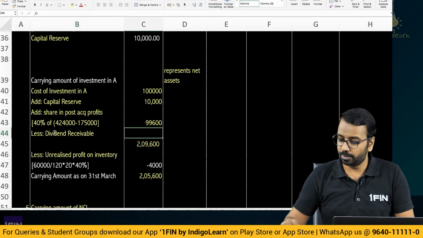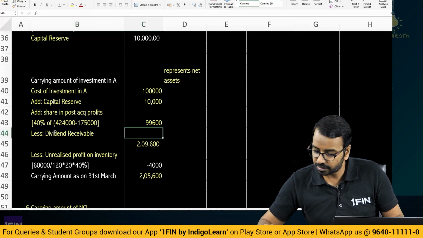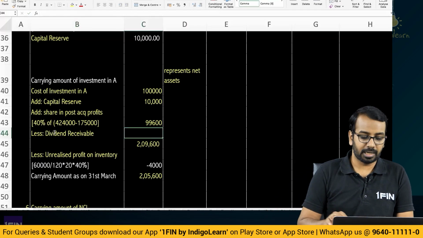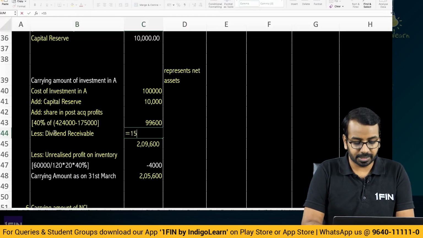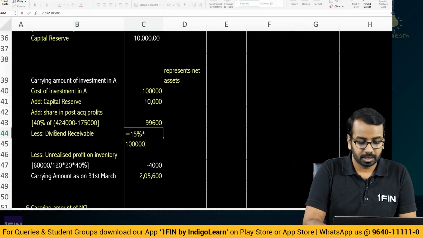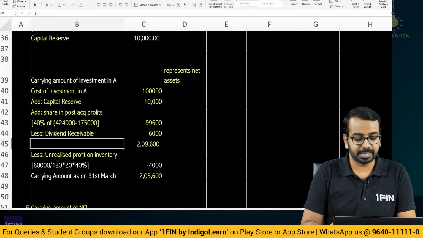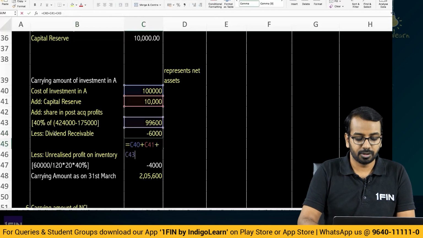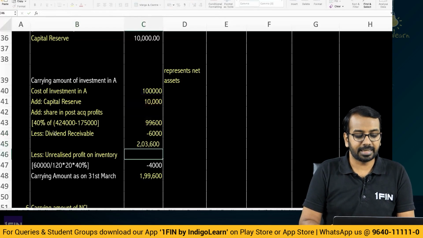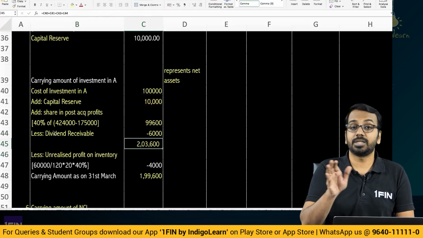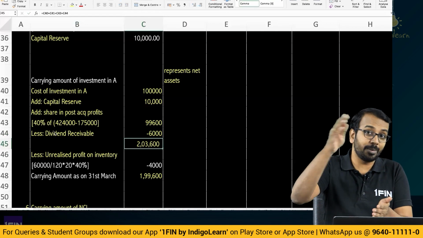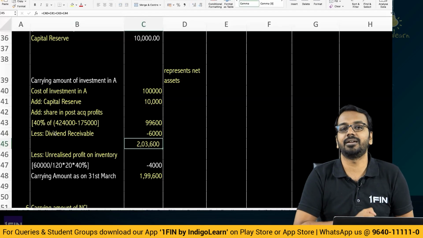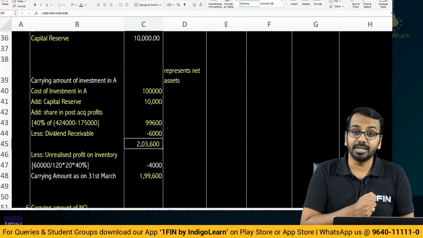How much dividend is receivable? If you see the question, I think they have said 15%, right? So 15% dividend on 1 lakh. So that is 15,000. 15% of 1 lakh, of which we will get 40%. So it is 6,000. Dividend receivable from A, we have to reduce. So if you reduce this, my carrying amount will become 2,03,600. Now please remember, the corresponding impact is what? From A Limited, I have to receive dividend. So I will say dividend receivable.